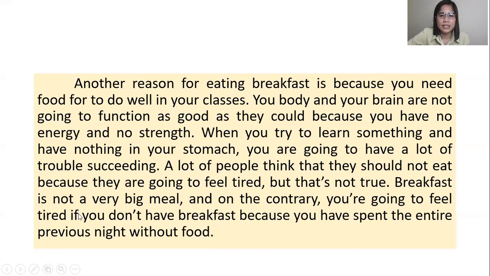Another reason for eating breakfast is because you need food to do well in your classes. Your body and your brain are not going to function as good as they could because you have no energy or no strength. That's correct. When you try to learn something and have nothing in your stomach, you are going to have a lot of trouble succeeding. A lot of people think that they should not eat breakfast because they are going to feel tired. But that's not true. Breakfast is not a very big meal. On the contrary, you're going to feel tired if you don't eat breakfast, because you have spent the entire previous night without food.